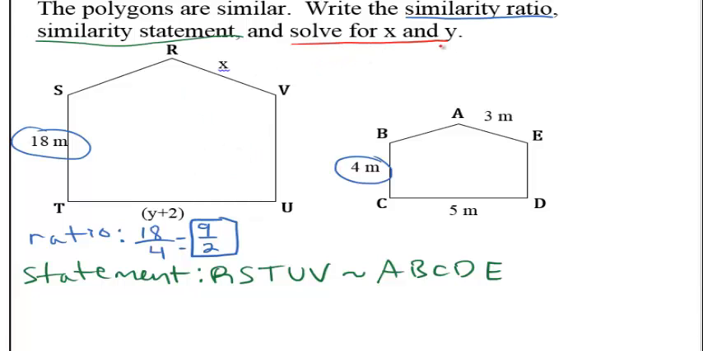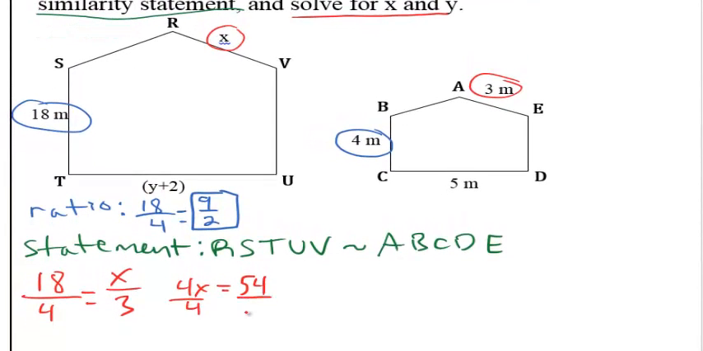Next it asks to solve for x and y. Well, here's my x. The side that corresponds with my x is 3. So I could write out my proportion to solve for x. Let me just go ahead and use the dimension it gives me, not worrying about simplifying. It doesn't really matter. If I say 18 over 4 is going to be equal to, from one figure to the next, x over 3. Then do my cross multiplication. So 4 times x is equal to 18 times 3, which is 54. Then divide by 4. So x is equal to 13.5.